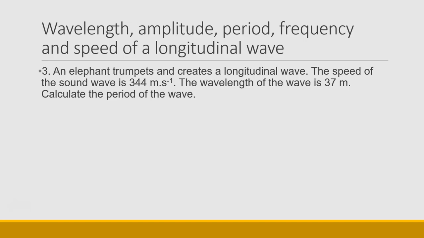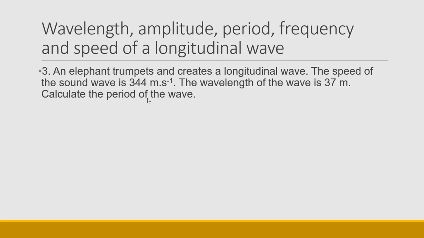An elephant trumpets and creates a longitudinal wave. The speed of the sound wave is 344 meters per second. The wavelength of the wave is 37 meters. Calculate the period of the wave. So we've been given the speed of the sound wave and the wavelength of the sound wave, and we want to figure out the period of the sound wave.